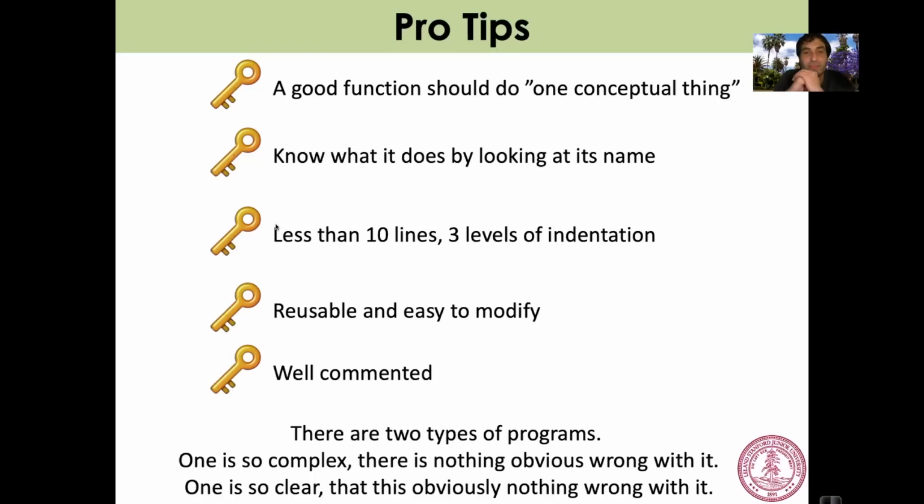I like to think that there's two kinds of programs. There's one kind of program that's so complicated that there's nothing about it that's obviously wrong, and you'd have to really think and try to figure out if there is in fact anything wrong. Another kind of program is so simple, you read it and it's so clear that there's obviously nothing wrong with it. You want your code to be in the second category. You want your code to be so clear that it's really obvious that you have not made a mistake. That's where you'd like to be.